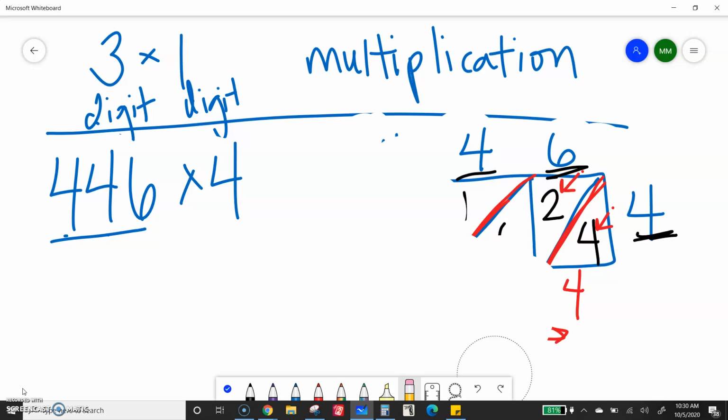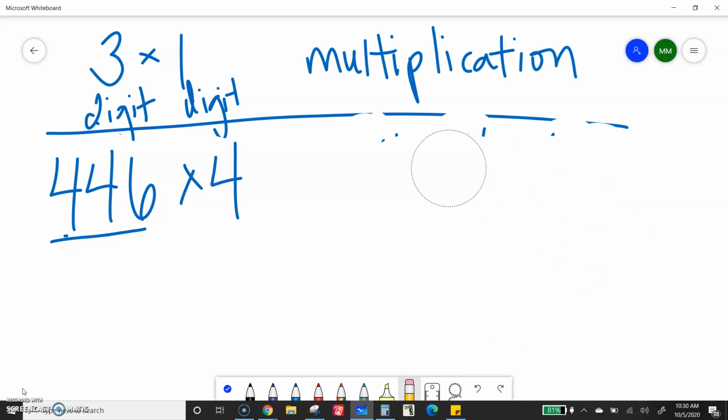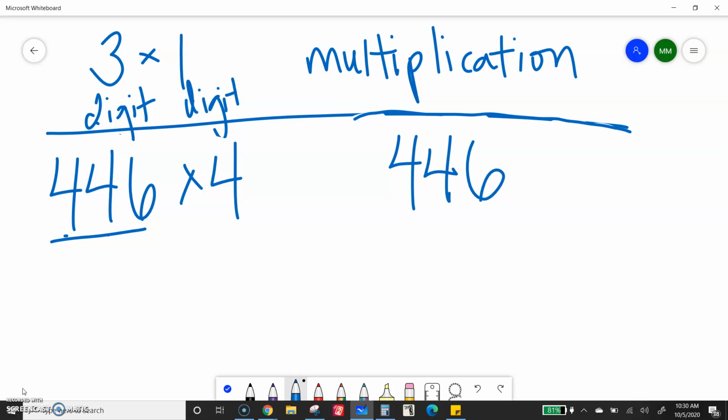The third way I'm going to show you is called the standard algorithm. It's probably what your parents learned if they're showing you how to do it. It's a great strategy. It requires doing a little more work in your head.